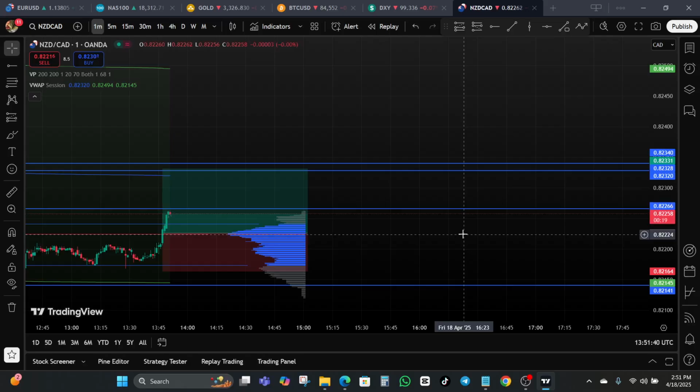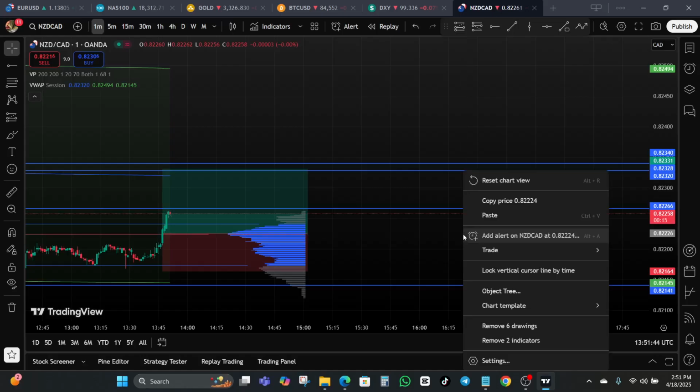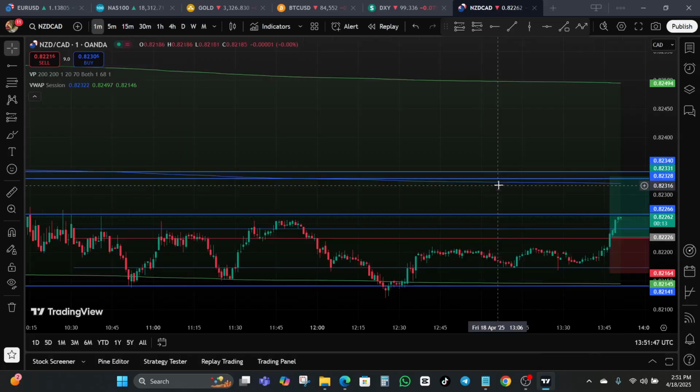This is the best 1 minute scalping strategy using volume profile and VWAP because it helps you trade where real traders and institutions are active. You're not just chasing candles, you are reacting to meaningful zones where trades matter.